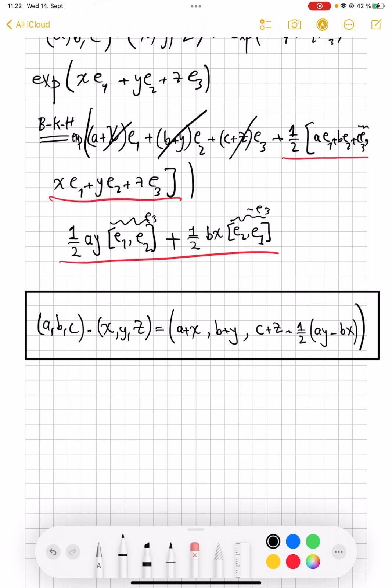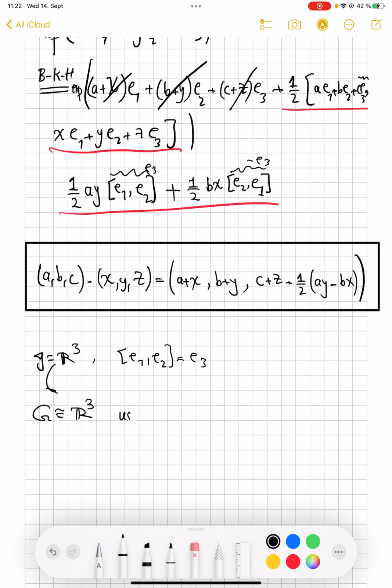So we started with a tiny Lie algebra, R3, with this bracket where only E1 and E2 becomes E3. From this Lie algebra we constructed the Lie group, but then we identified it back with R3. And then we used the Baker-Campbell-Hausdorff formula to construct the multiplication on G out of the bracket.